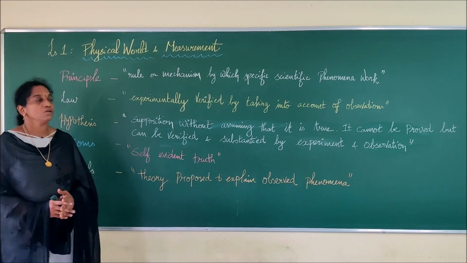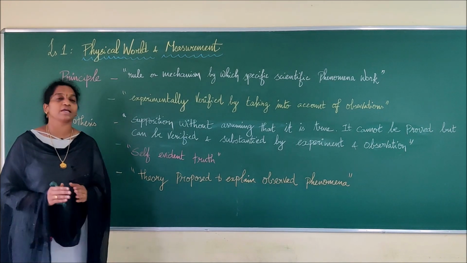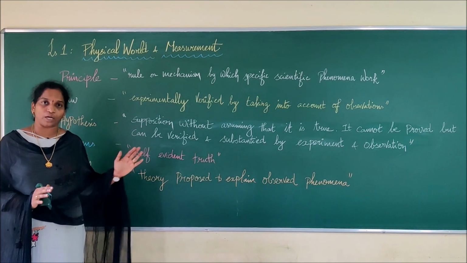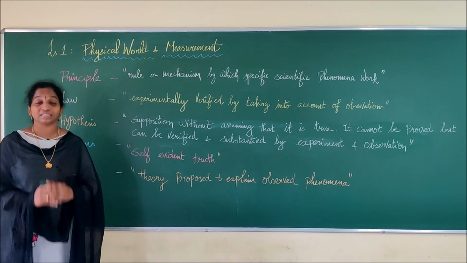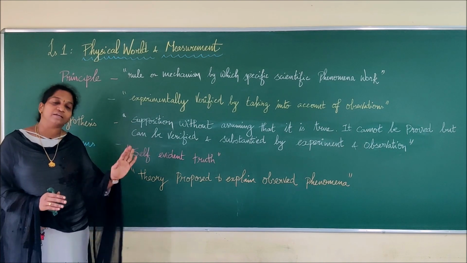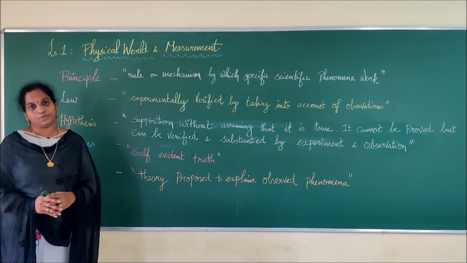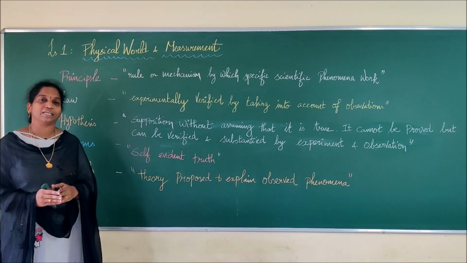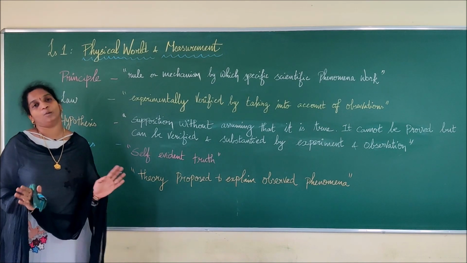So what does a principle mean? A principle is a rule or a mechanism by which a specific scientific phenomenon works. So in a specific manner only it will work. Can you understand that? Or simply, principles are accepted only in the needed situations. So it is accepted only when we need it, and we call that a principle. If we go for a law, a law is experimentally verified by taking into account all observations. That means it has been accepted everywhere.